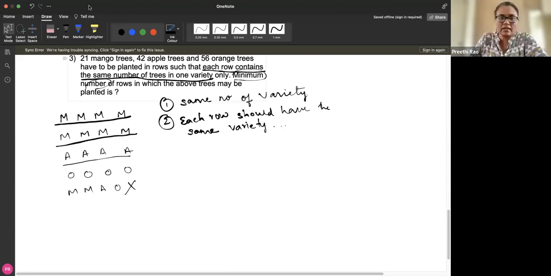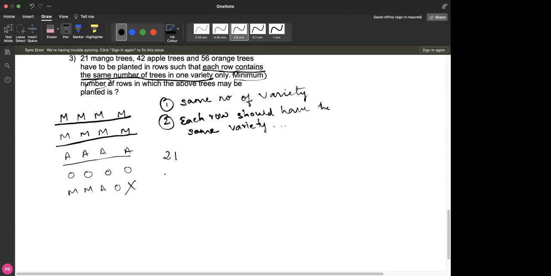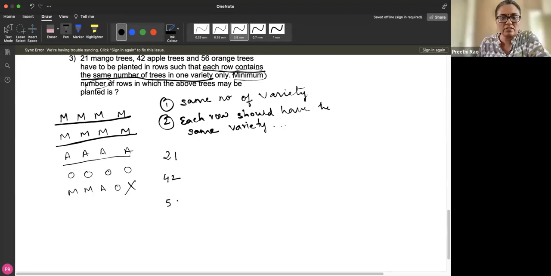So what are they asking? They want the 21 mango trees, 42 apple trees, and 56 orange trees to be broken down into rows. Yes, and all the rows should have the same number. Each row should have one variety and the same number of trees.